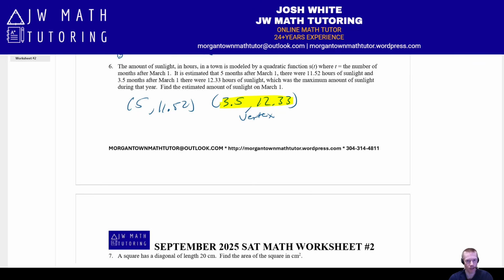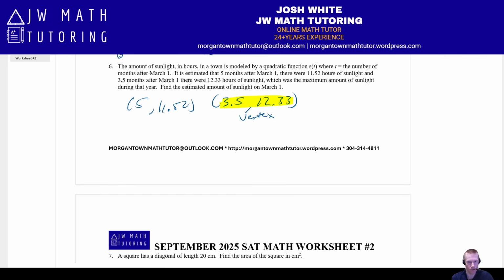Okay, find the estimated amount of sunlight on March 1st. So all we need to do really for this is find the value of a for this quadratic in vertex form, and then once we have that, just plug in 0 for x. Really, we're finding the y-intercept value, because March 1st would be 0 months after March 1st, and that's just going to correspond to the y-intercept.